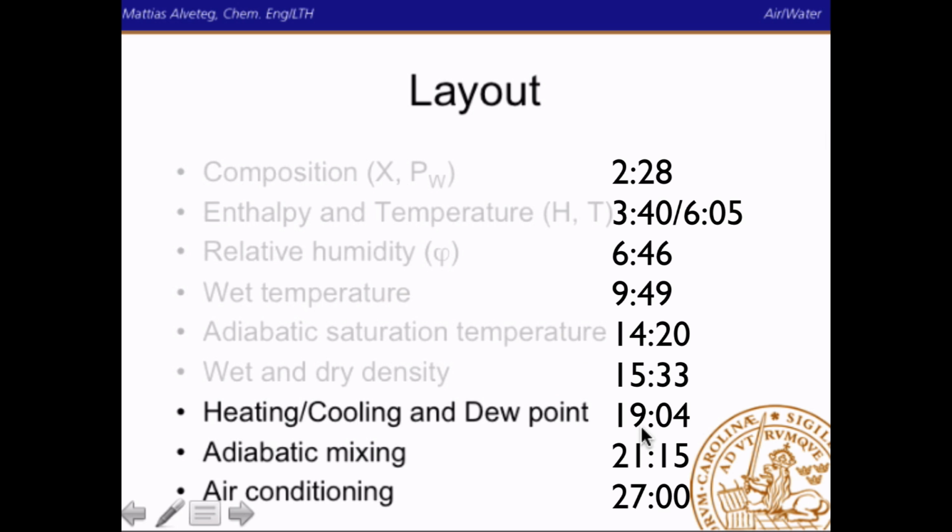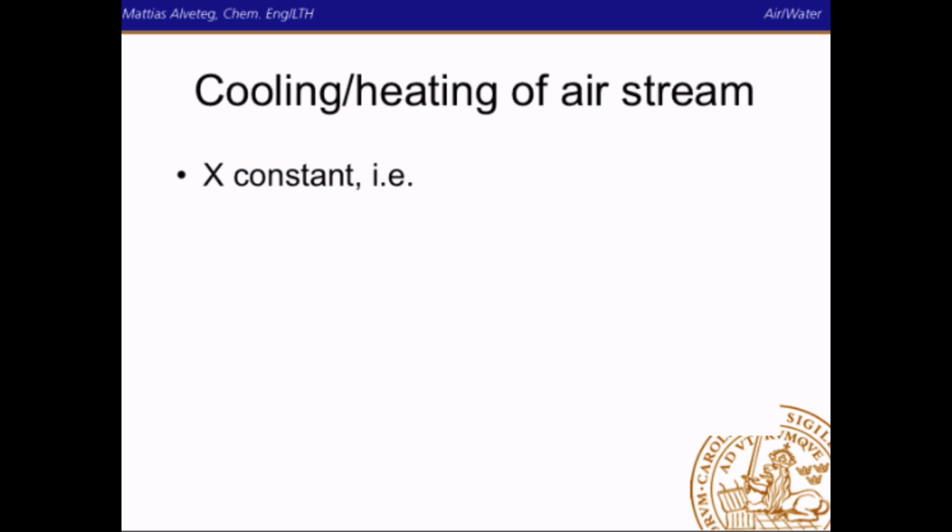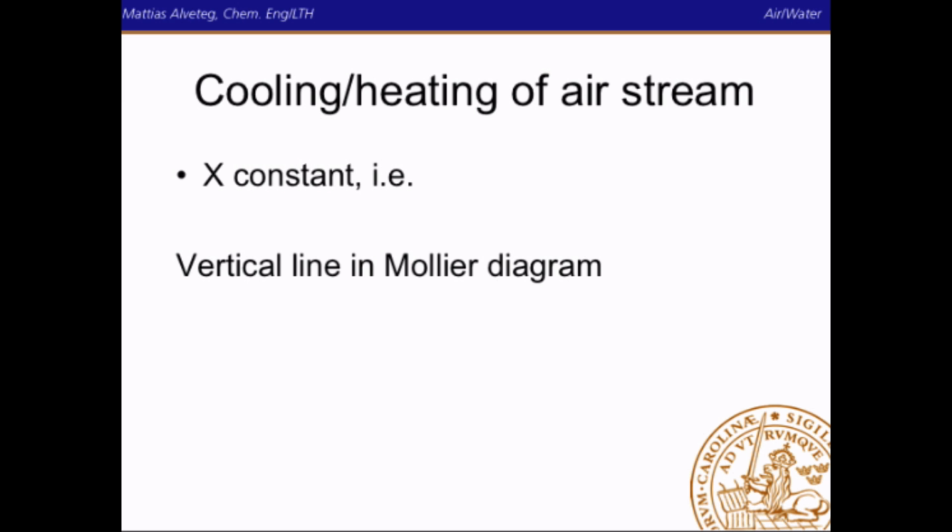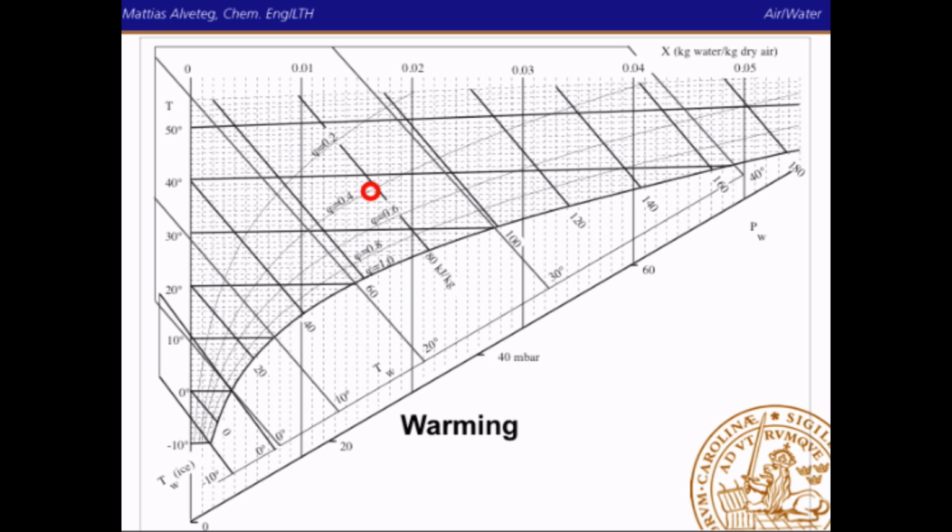Okay, time to go into heating and cooling and dew point. If you heat or cool an airstream, then the water content is constant. And that means that you have a vertical line in the Mollier diagram. So if we warm this air here, we simply go straight up to a new point.